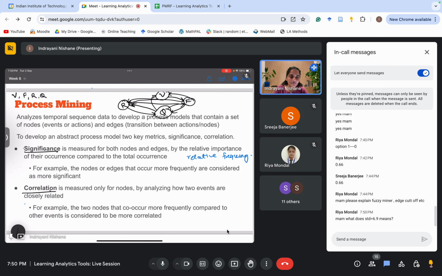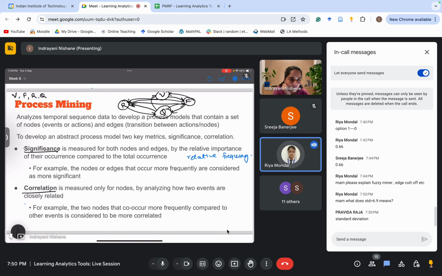Ria, can you tell me what is, I did not get the context of your question. STD 6.9, I don't know in what context you are asking this. Actually, ma'am, in the slide, sir has asked one question: what does standard deviation 6.9 mean? And the answer was data is skewed. Possibly most of the students have read the quiz pattern, this type of answer, so I have not answered.